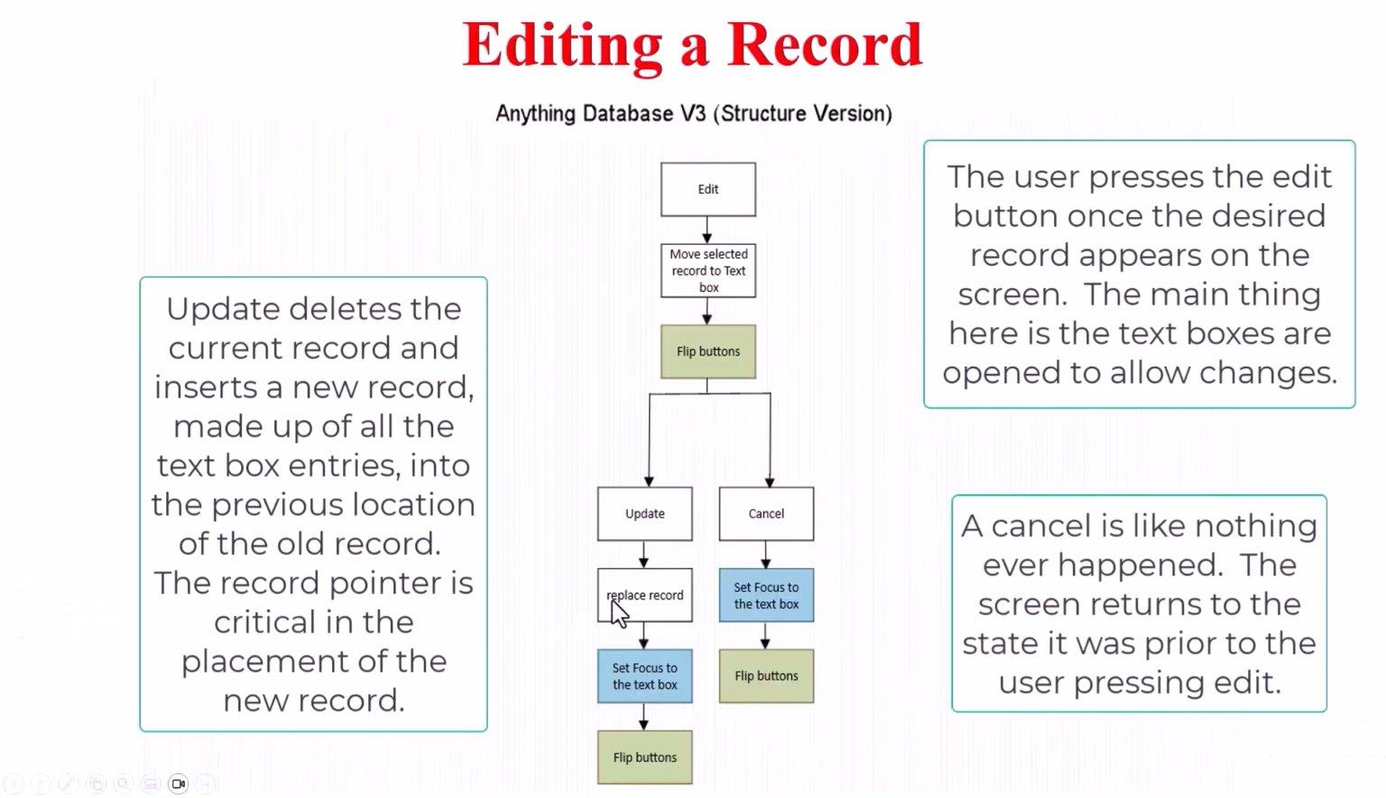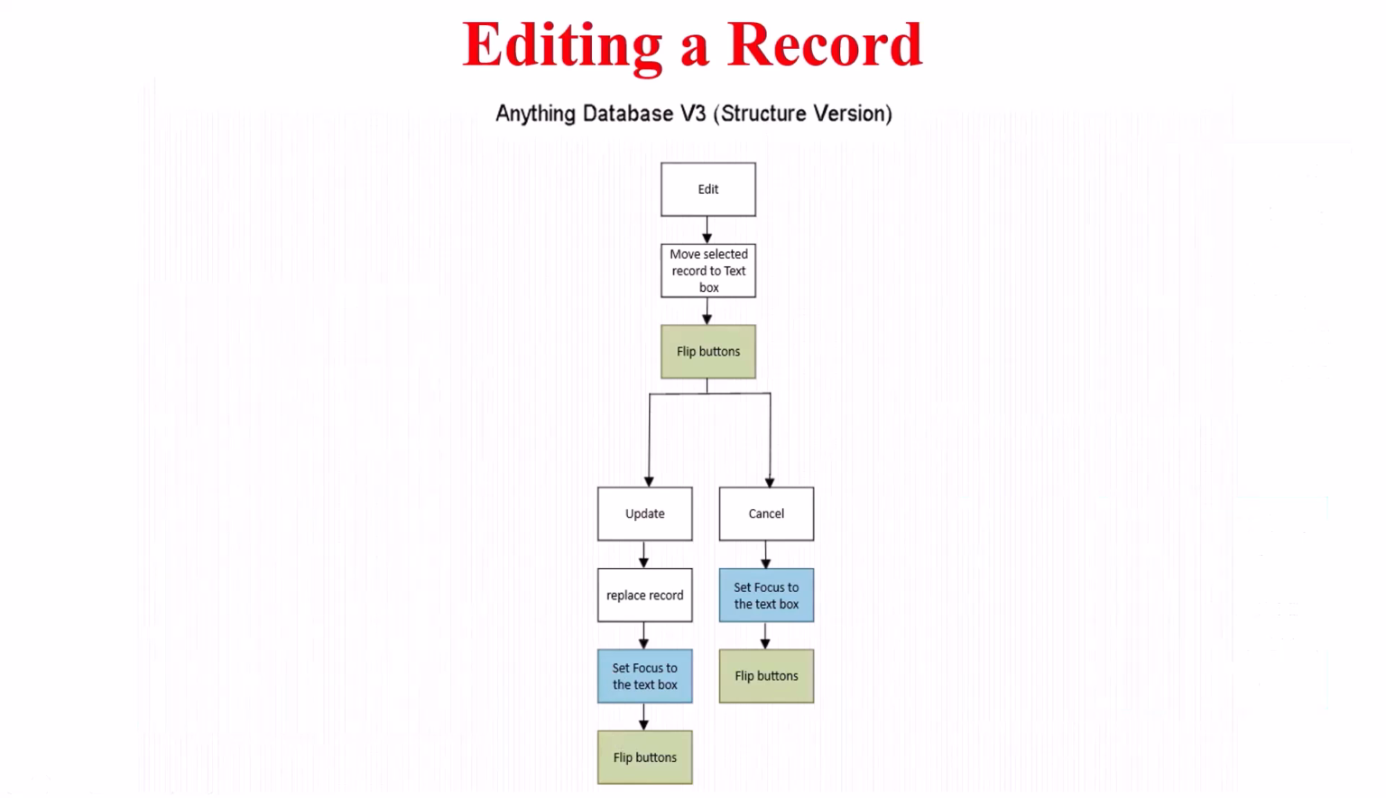It's all kind of smoke and mirrors in a way. The user looks like he just made a change to the field. In actuality, you're actually deleting the entire record and replacing the entire record, doing it in 2 moves. That's what replacing the record is going to be, and we'll see that as we go into this thing. Set our focus and flip our buttons back so we're once again back into the state we were before we hit edit, but this time we have a changed record out there.